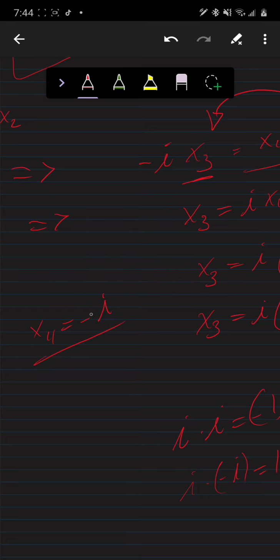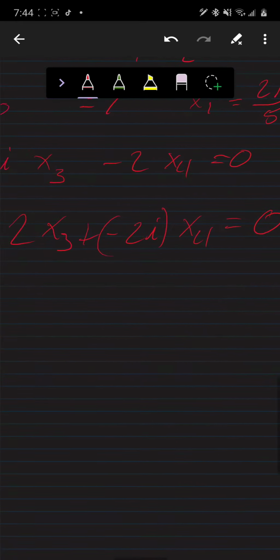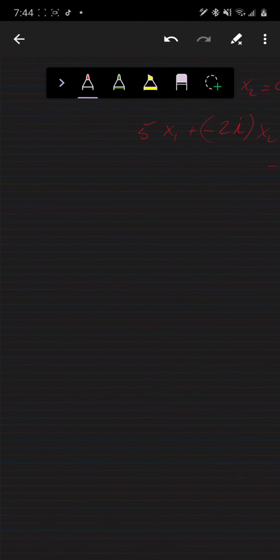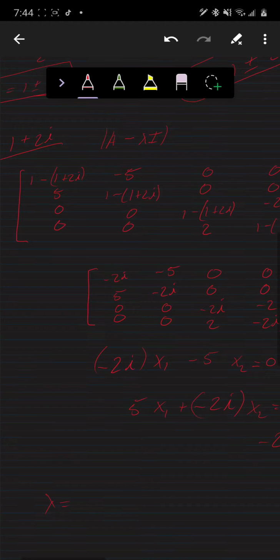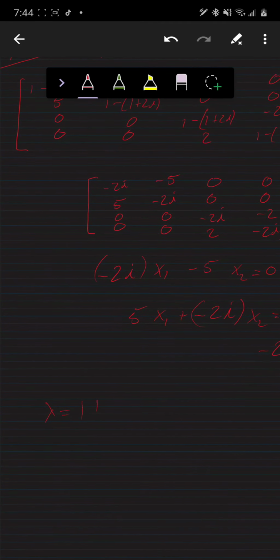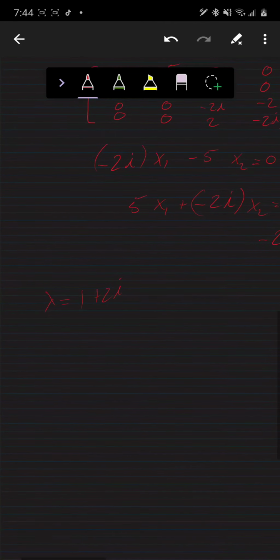So for this eigenvalue, which one was it? Sorry. 1 plus 2i, we have 0, 0, x3 is 1, and x4 is negative i.